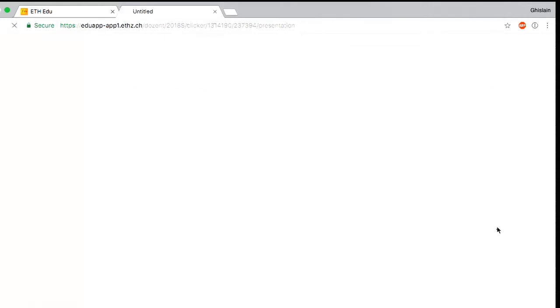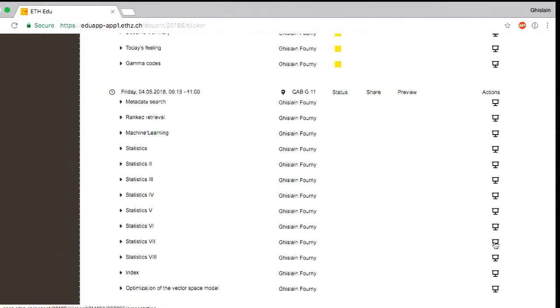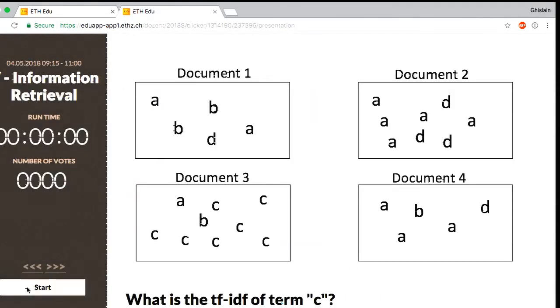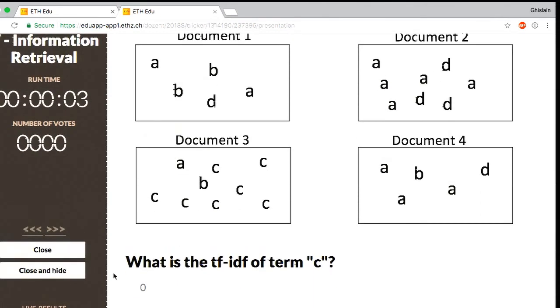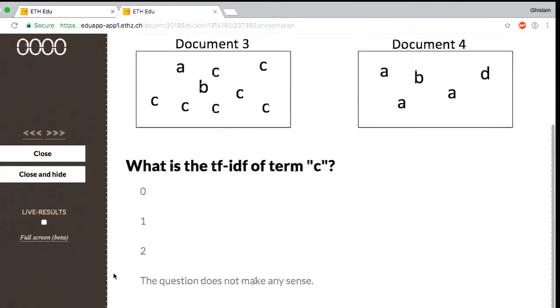Okay? So I think 6 I already did. What is the TF-IDF of term C? Quick, this is easy. You should react instantly here.